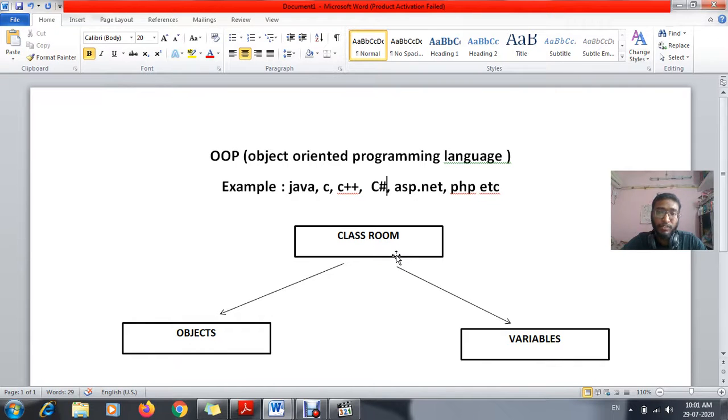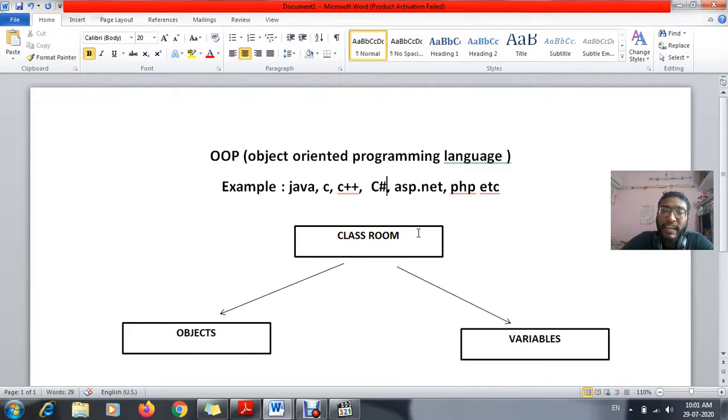Now, as you know, if I take the best example of your classroom, in your classroom the basic things are table, chair, bench. These are the basic things which are available in your classroom, as non-living things. As living things, we will be considering we teachers as well as your students.